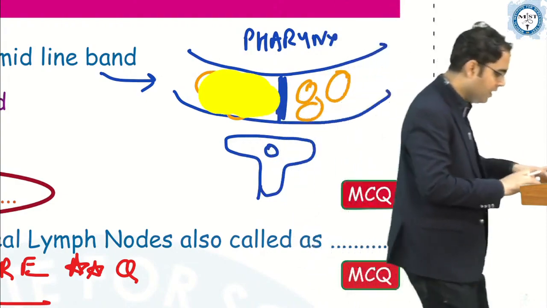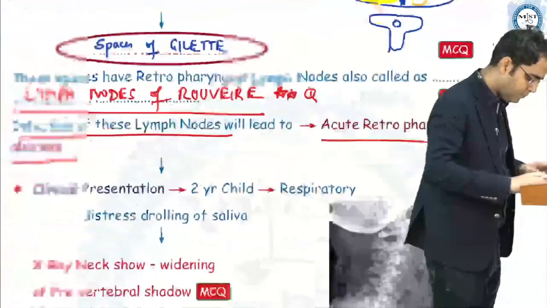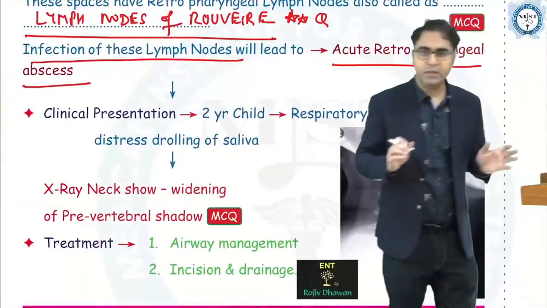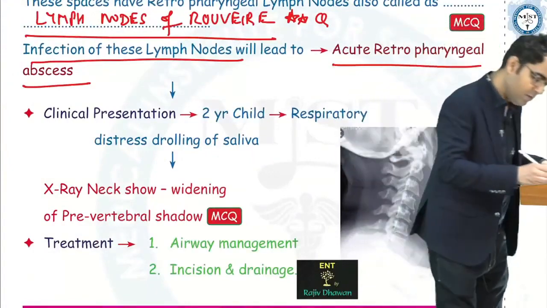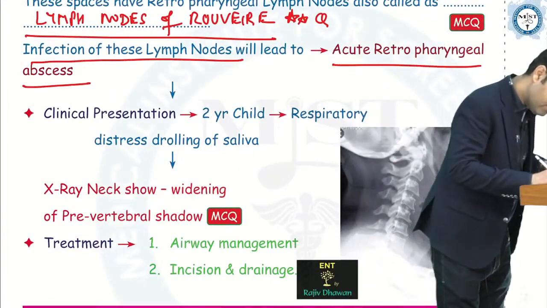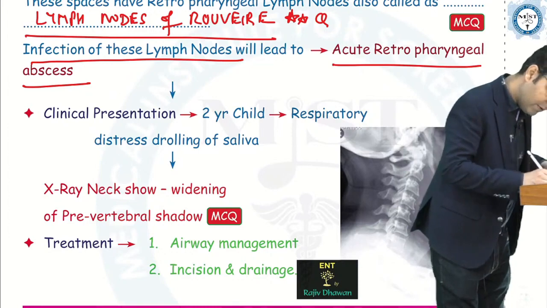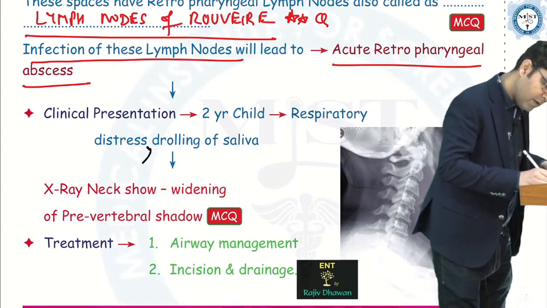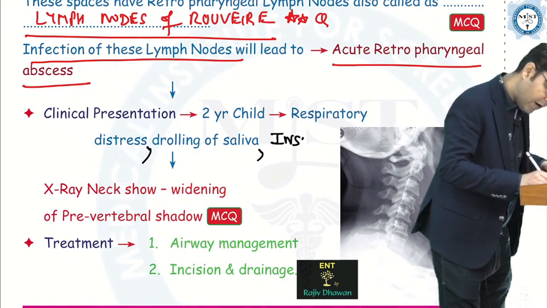Now, the clinical picture. A 2-year-old child with respiratory distress, drooling of saliva, and inspiratory stridor. Add the word inspiratory stridor.